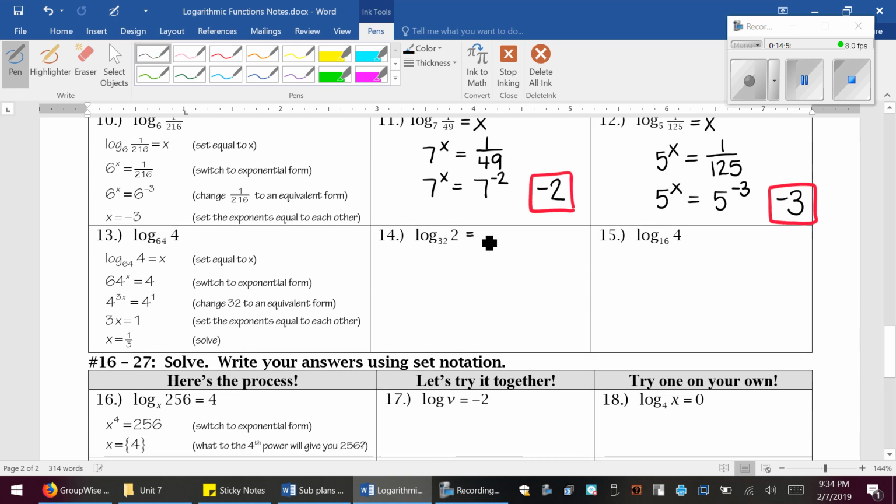Last two, set them equal to x. Change it to exponential form. 32 to the power of x is equal to 2. This time I'm going to change 32. It's the bigger number. So I'm going to change that into 2 to the 5th power. Multiply your exponents together. The invisible exponent over on the right side is a 1. So if I set 5x equal to 1 and I solve, I get 1/5.